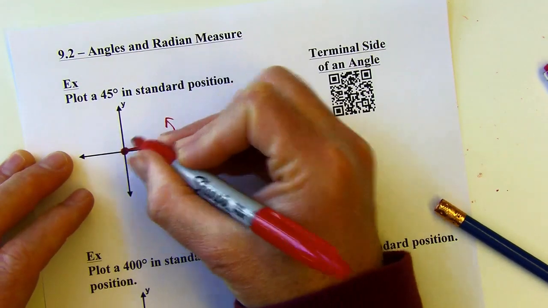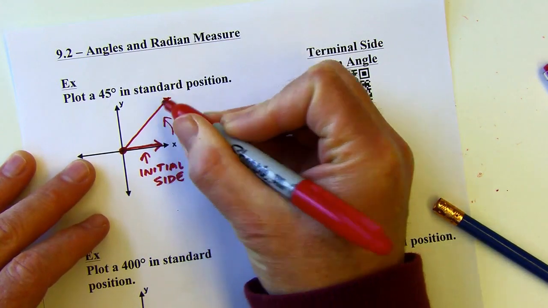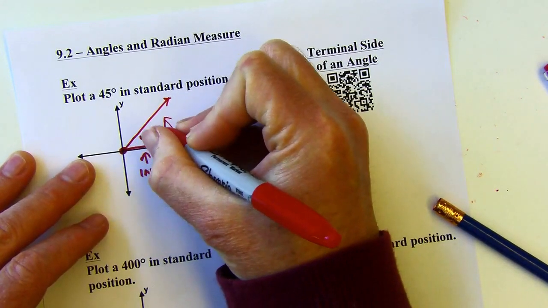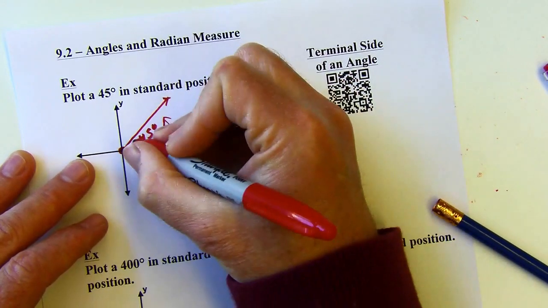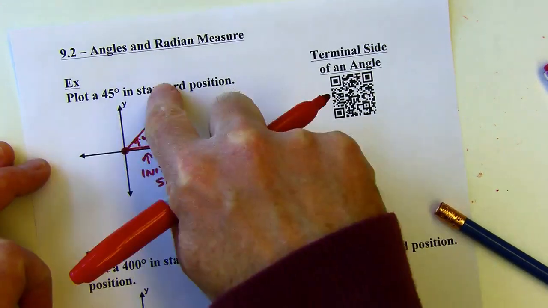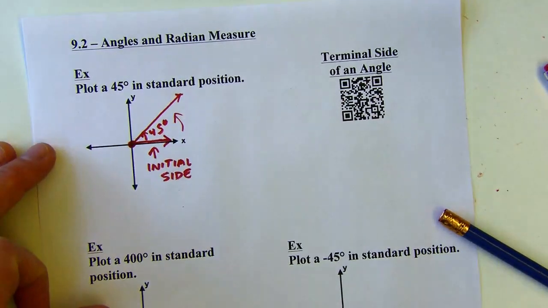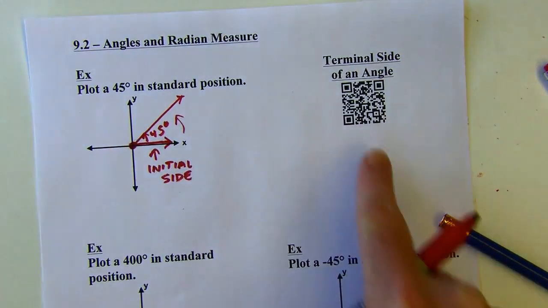So 45 degrees, I'm not going to measure this out with a protractor, but I'm just kind of eyeballing it. It would look something like this, okay? And I'd want to actually show my little arrow to show how I've gotten there, because I could have swung that around in the negative direction, okay? So there's a 45-degree angle sketched in standard position.